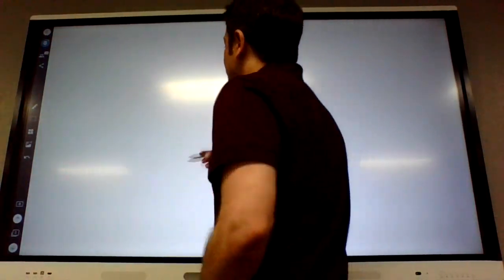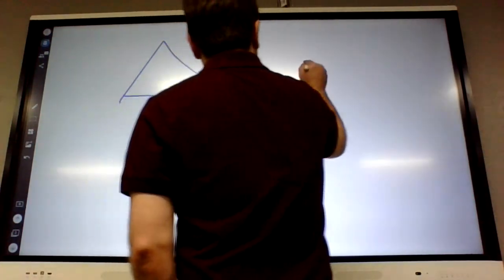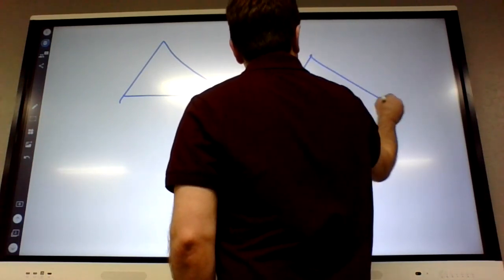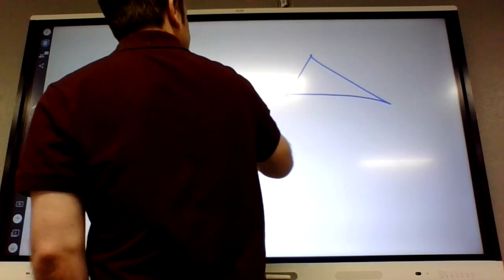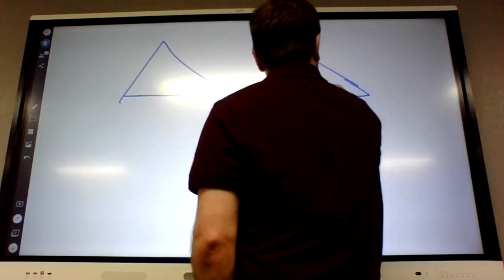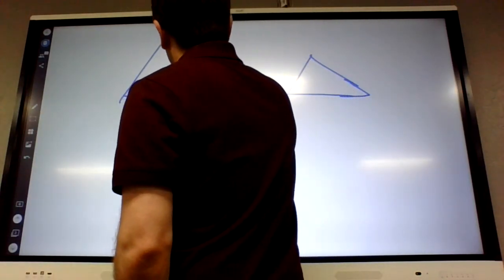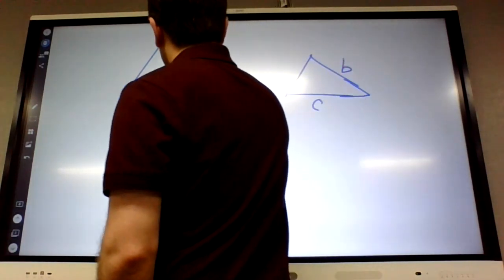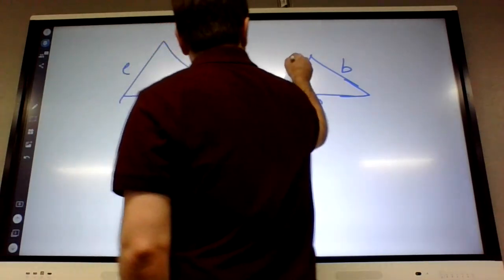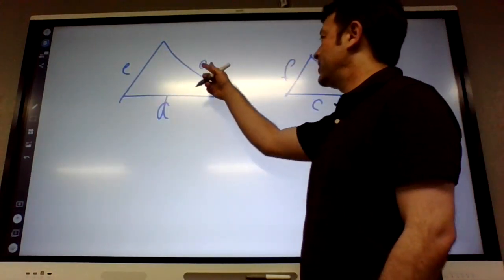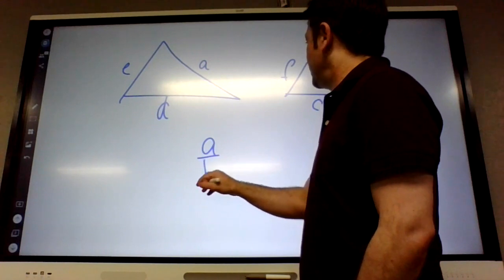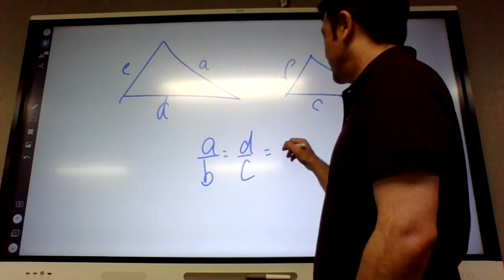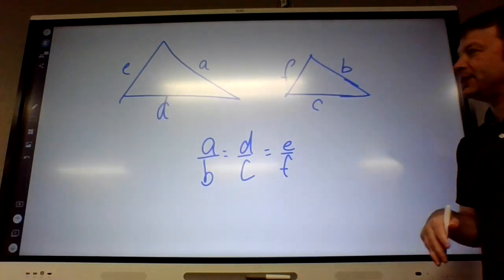So similar means the same shape, but not necessarily the same size. I didn't draw that very well. So what do we know about the sides on similar triangles? Yeah, they're proportional. They're not equal, they're proportional. So like A over B equals D over C equals E over F. Okay, the ratios of all the sides should be the same.